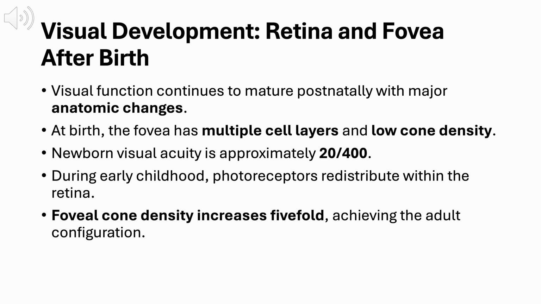Over the first few years of life, photoreceptors gradually redistribute within the retina. Cones migrate towards the center, and the inner retinal layers are displaced away from the fovea. As this happens, foveal cone density increases dramatically, by about 5-fold, until the adult configuration is reached. In simple terms, the fovea starts out crowded and inefficient, and over time it reorganizes itself into a tightly packed, high-resolution center that can support fine visual acuity and binocular vision.